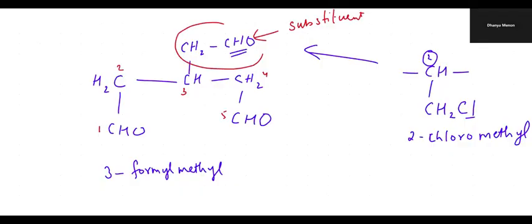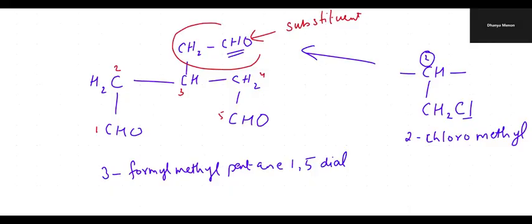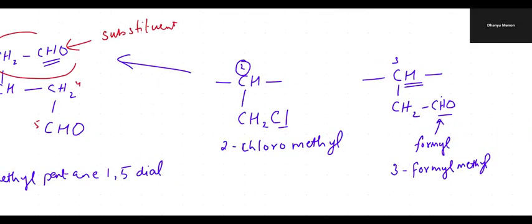Formyl methyl. What's the root word? Pentane. 1,5-dial. Okay, I hope this part is clear. So I've drawn the same scenario. If you have chloro, 2-chloromethyl. And if you have CHO group, it's formyl methyl, right?